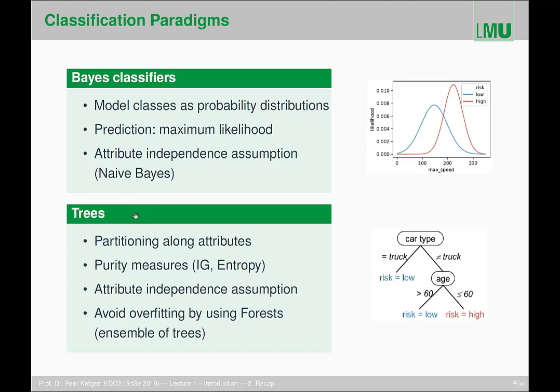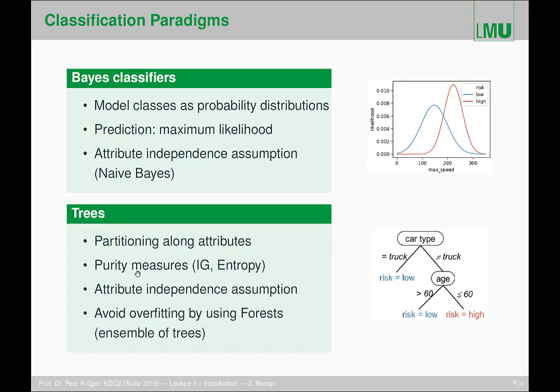Another paradigm is decision trees. So here is the idea, as you may imagine: partition the data set along attributes. Each node in the tree is a test on one attribute. For example, we have the attribute car type, and the test is: is the car type of this object a truck? Then we go into the left subtree, or if it is not a truck, then we follow the right subtree. And then in the right one the question is: is the value in the age attribute larger than 60? Then the risk is low, or is it smaller or equal to 60, then the risk is high, and so on.